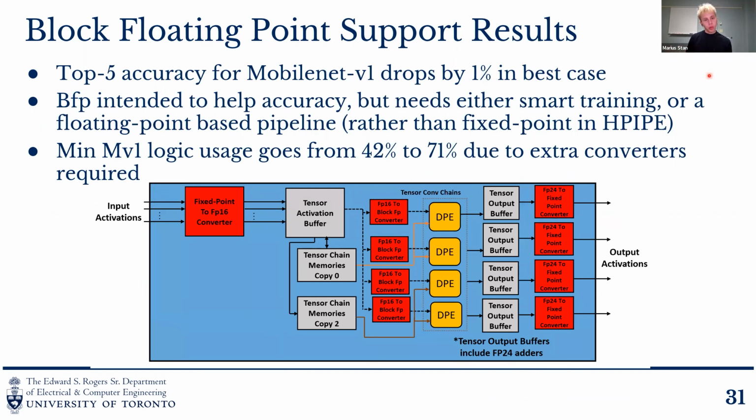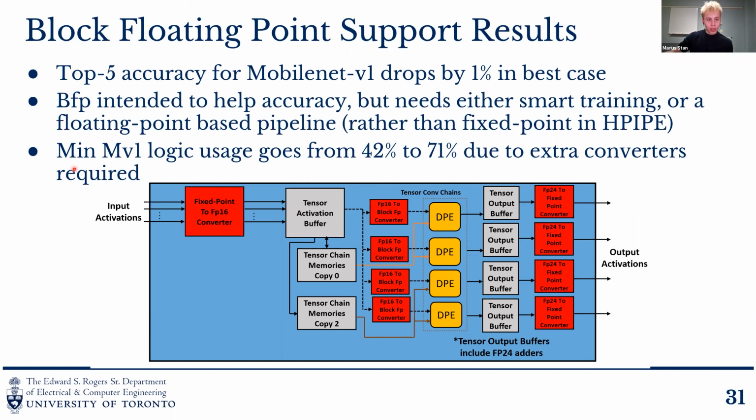And so what we found with block floating point support was that our top 5 accuracy drops by about 1% in the best case. Block floating point is intended to help accuracy, but it needs a combination of smart training or a floating point based pipeline, as we also lost some accuracy when converting from fixed point to floating point, as HPIPE currently only supports fixed point for the majority of layers.